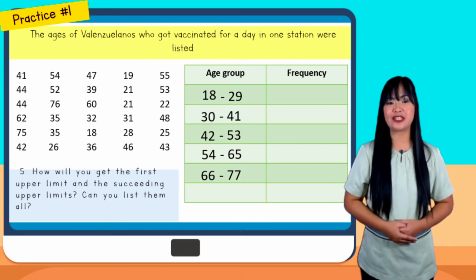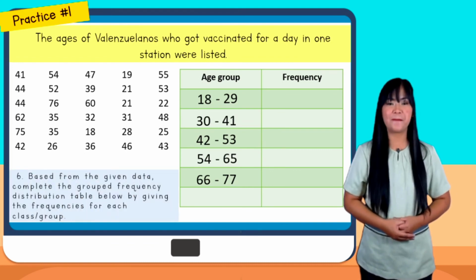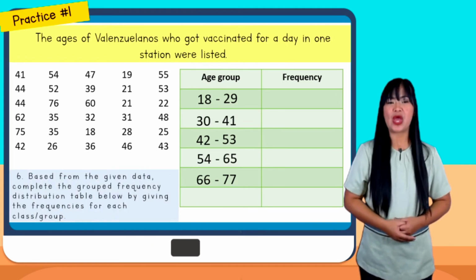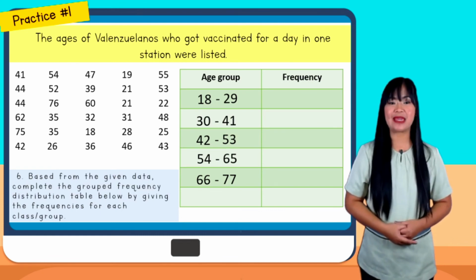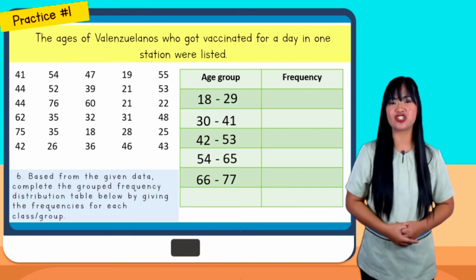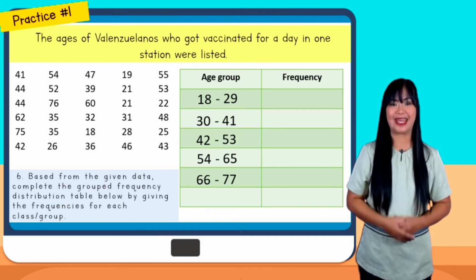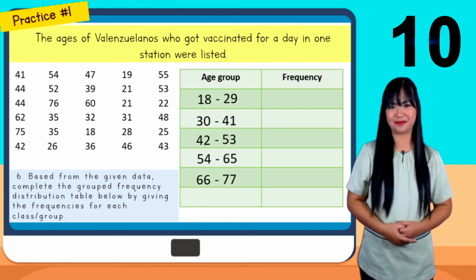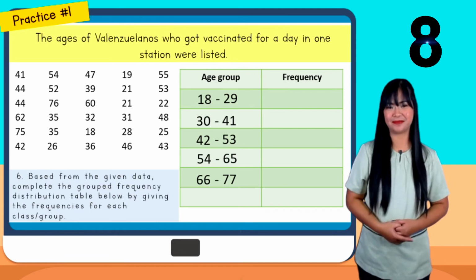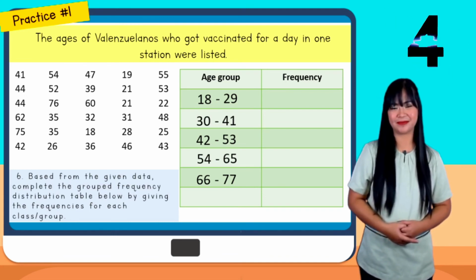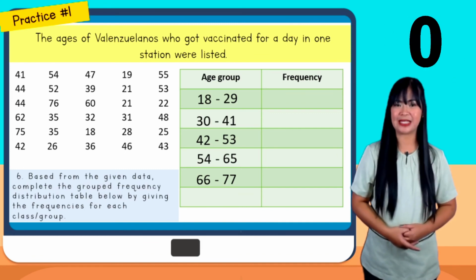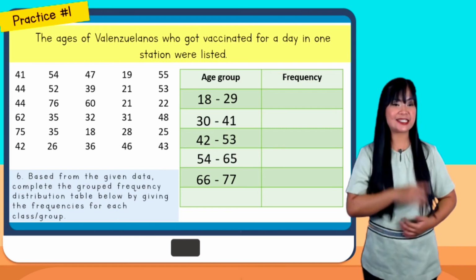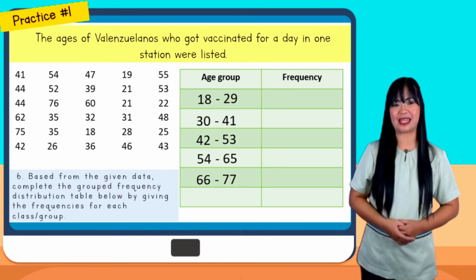Now, for question number 6, based on the given data, complete the group frequency distribution table by giving the frequencies for each class or group. 10 seconds. Time's up. Let us see if you counted them correctly.